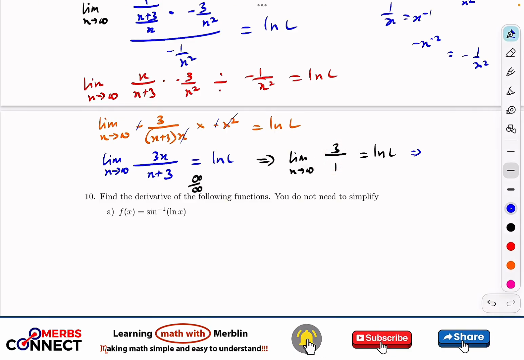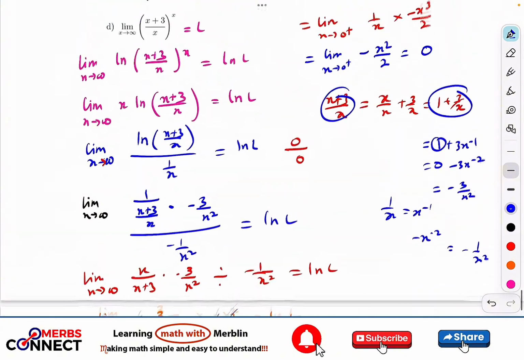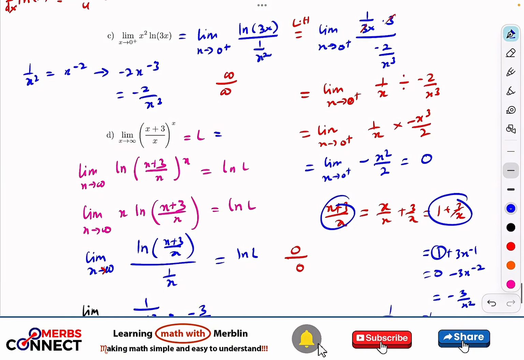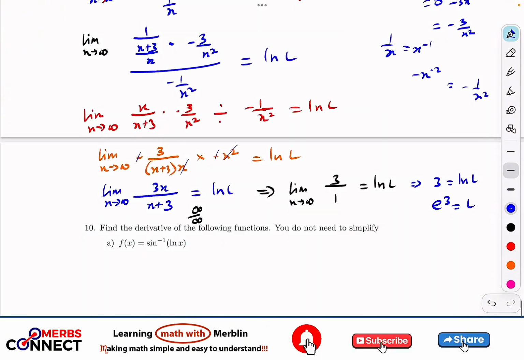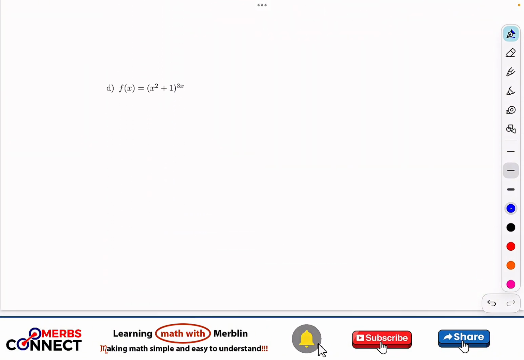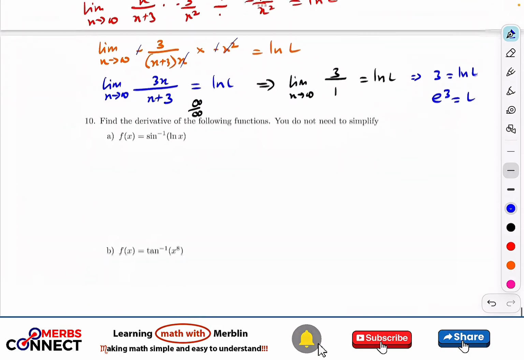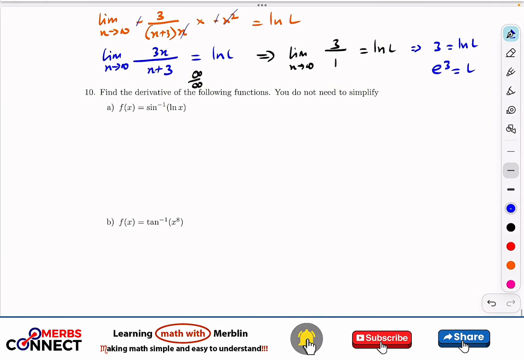So this implies that we have 3, which is equal to the natural log of L, and e to the power 3 is equal to L. So now our solution here is equal to e to the power 3. So that's what we are going to get for the day. And let's finish by solving this derivative for question 10. Then we are done with this video.